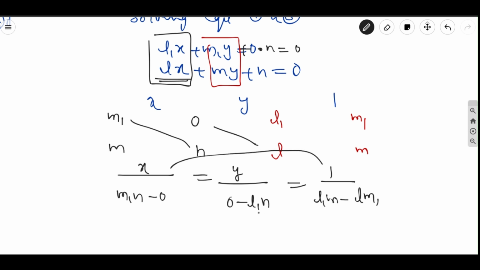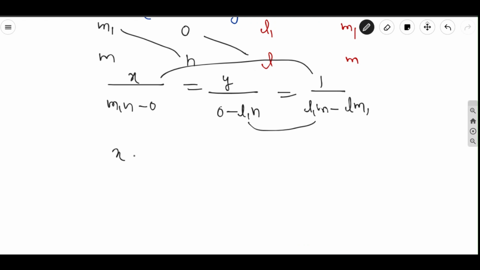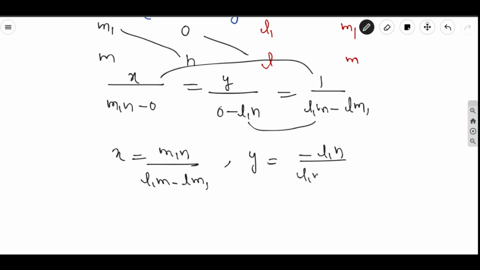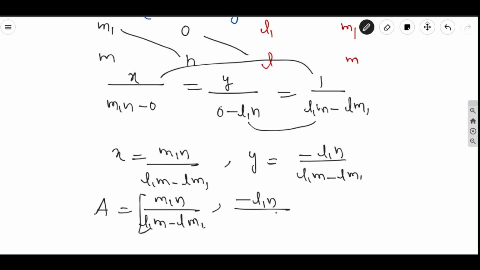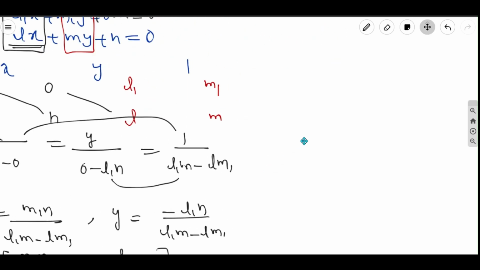Equate the first and last terms, equate the second and last terms. So x equal to M1 N by L1 M minus L M1, y equal to minus L1 N by L1 M minus L M1. This is a point. A equal to M1 N by L1 M minus L M1, minus L1 N by L1 M minus L M1. This is a point. In the same way, we find out the B.